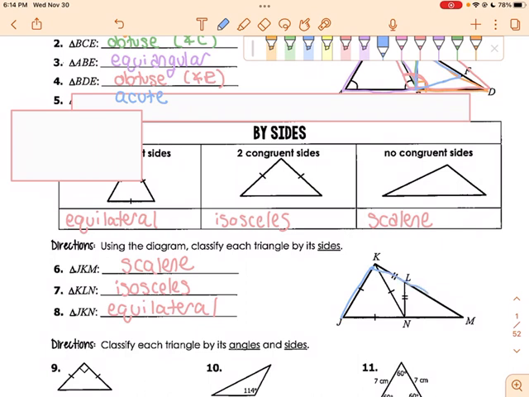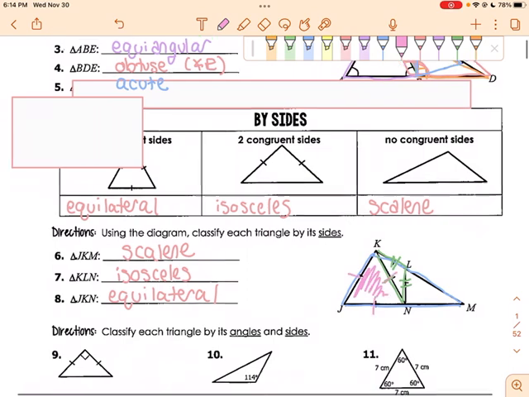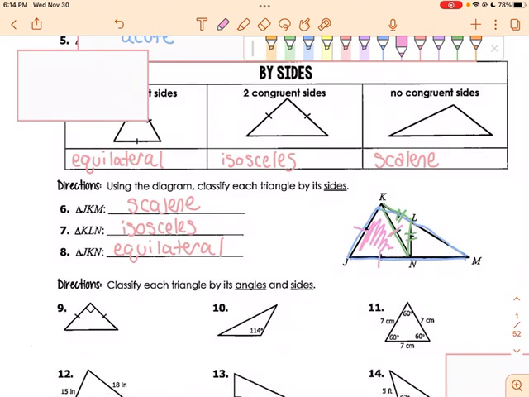Alright, so we have JKM is the big whole triangle, right? So this whole triangle. So we have a 1 tick mark, we have a double and an unknown, and then a single tick and an unknown. So they're all different. That's why it's scalene. KLN is this little one over here, and these have the same tick marks on them. So that means 2 are the same, 1 is different, isosceles. And then the last one is JKN, which is over here, and they all have the same single tick marks. So that would be equilateral.